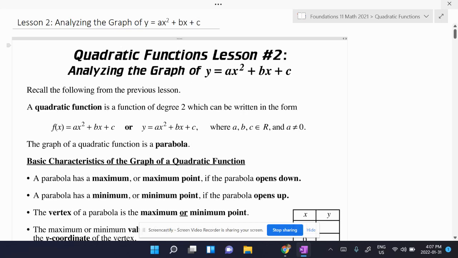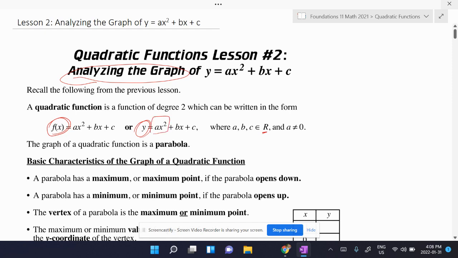All right, we are going on to quadratic functions, lesson 2, and we're going to analyze the graph. That's what we're doing today, okay? So quadratic function, just to go over what we did before in lesson 1, you can write it as f of x, a function of x, or you can write it as y, okay? Where a, b, and c are real numbers, you can't have any unreal numbers, and you must have the x squared, so a cannot equal 0.